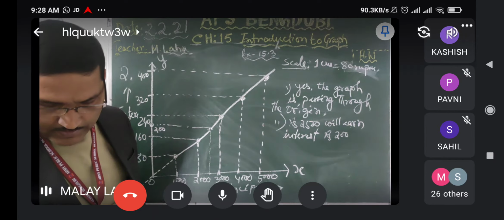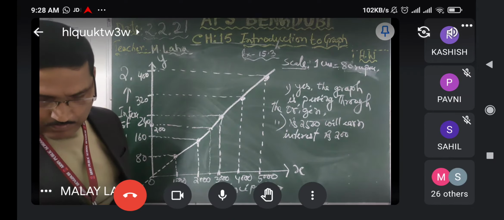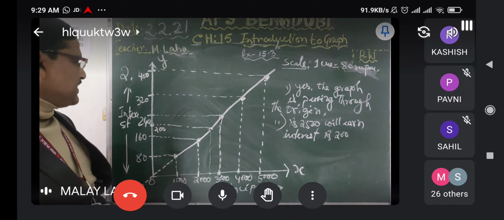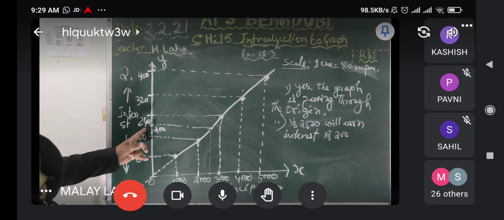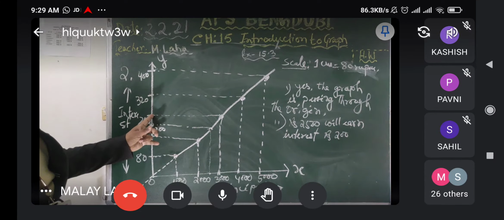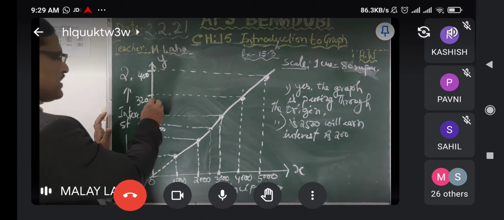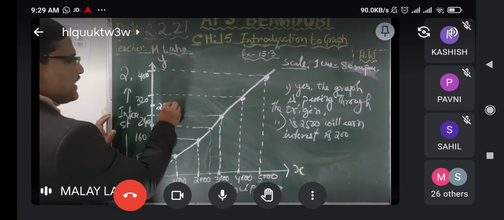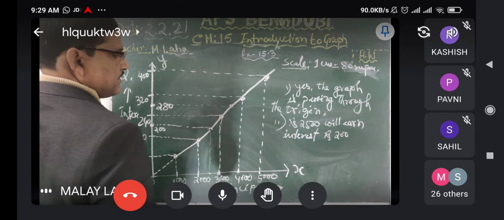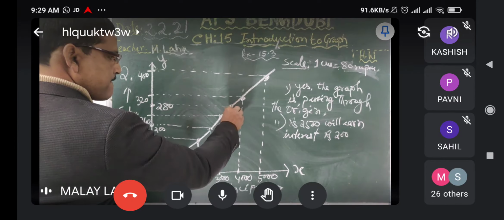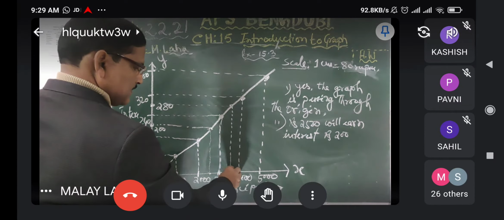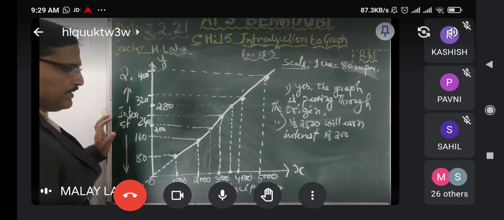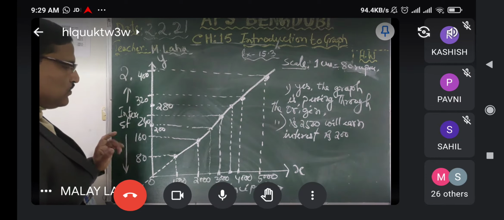To get the interest of 280 per year, how much money should be deposited? What is the position of 280? 280 is where? In between 240 and 320, 280 is there. If I draw a parallel line here, they are meeting here. Now draw a perpendicular line here. That means it is in between 3000 and 4000. Between 3000 and 4000, what is there? 3500. So what will be the answer?